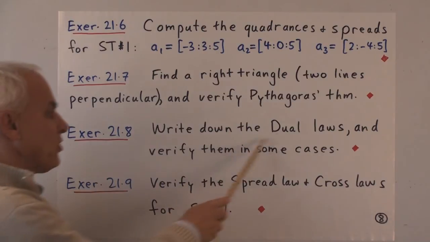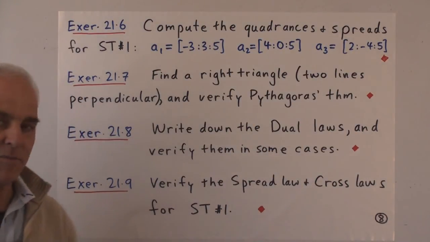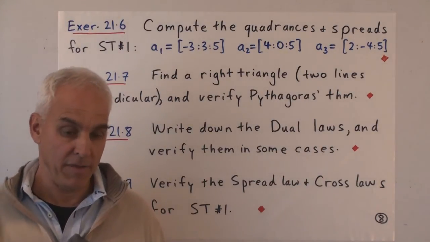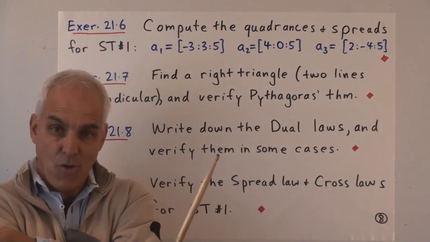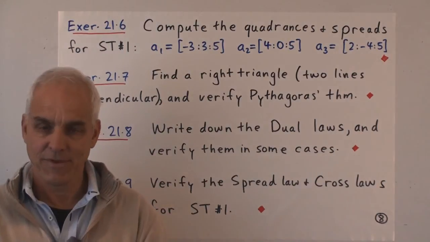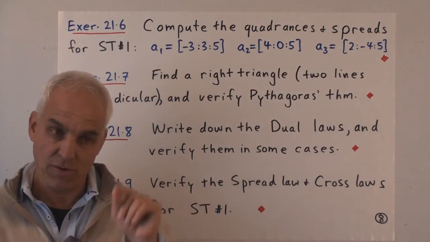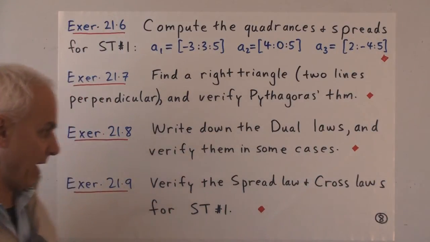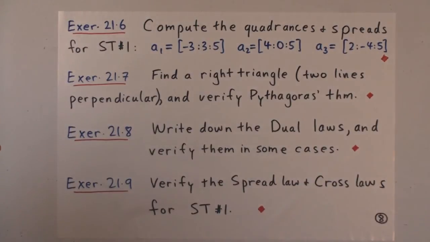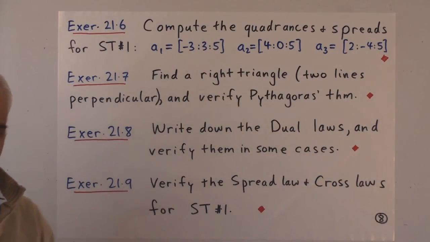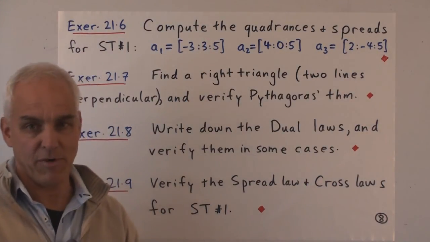21.8, write down the dual laws and verify them in some cases. So each of these laws has a dual law that you get by simply interchanging the quadrants and spreads and the points and lines. So I want you to go through those 4 laws and make sure you think about what the dual laws state, what they're telling us, and verify them in some cases. And here you can verify the spread law and cross laws for that first standard triangle whose quadrants and spreads you computed up here.